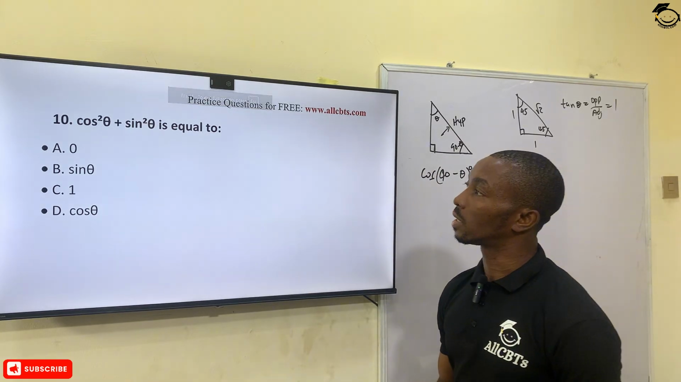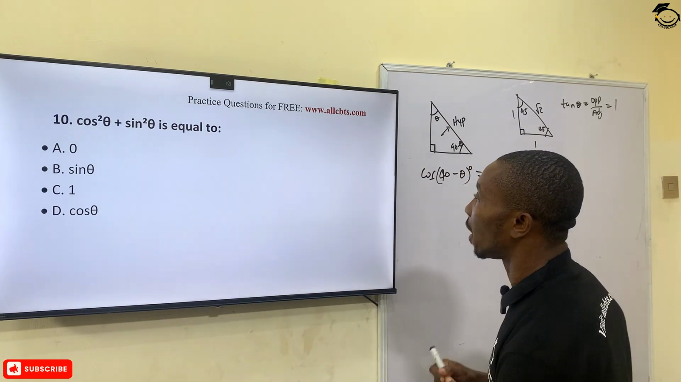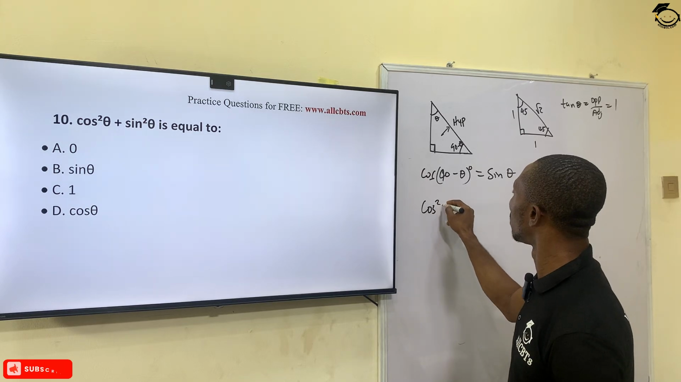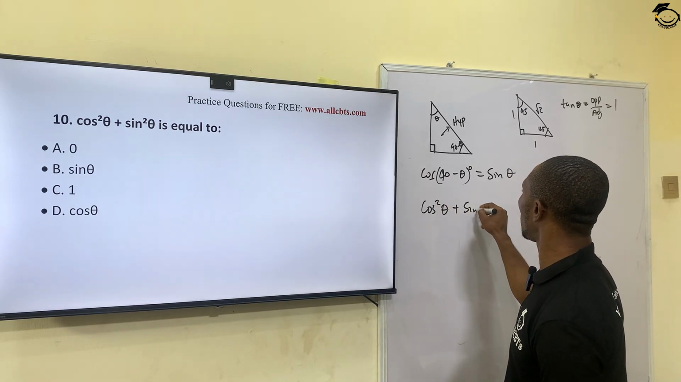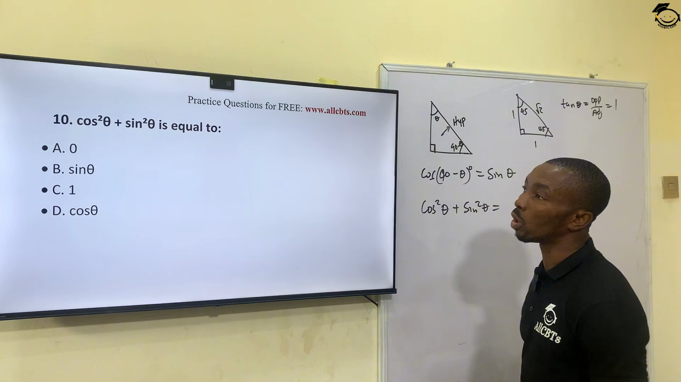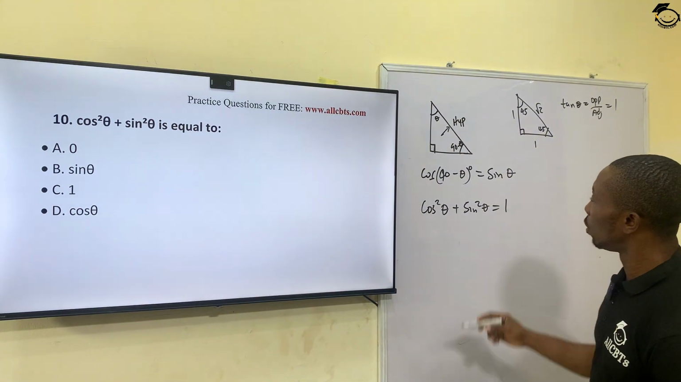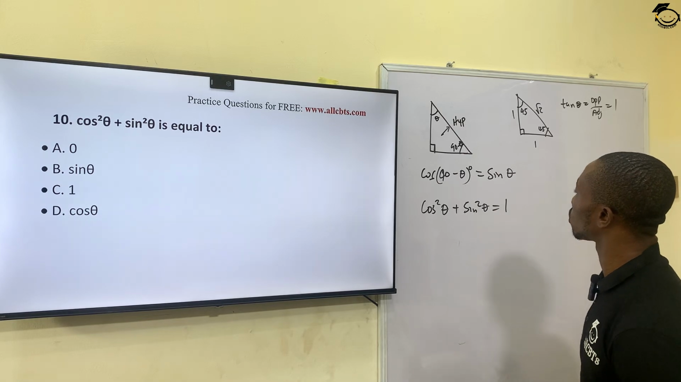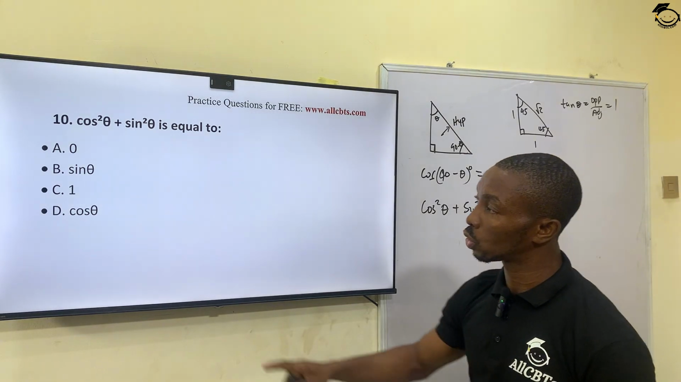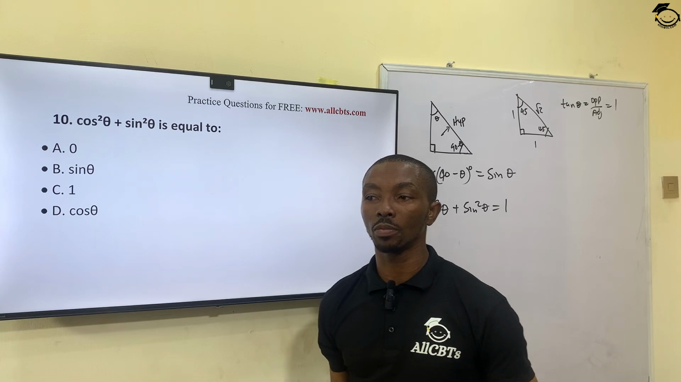Now, it says cos squared theta plus sine squared theta equals what? These two equal 1. So cos squared theta plus sine squared theta equals 1, which is option C.